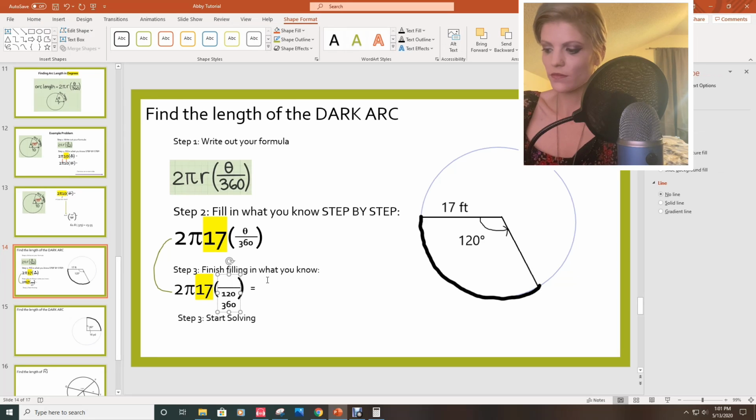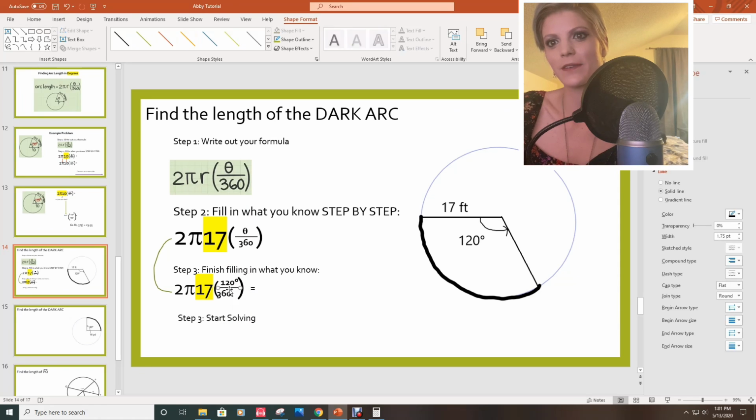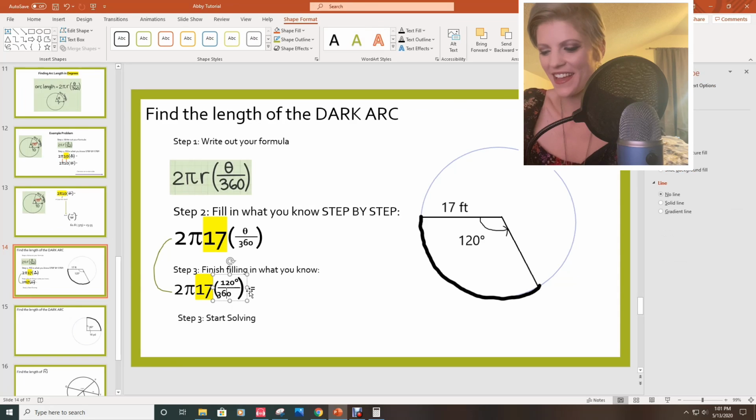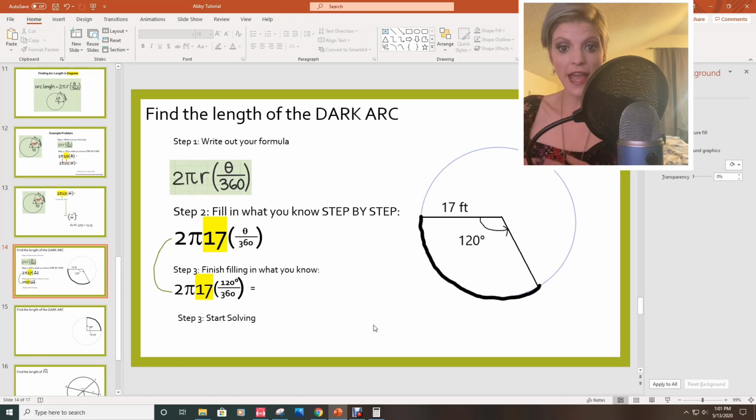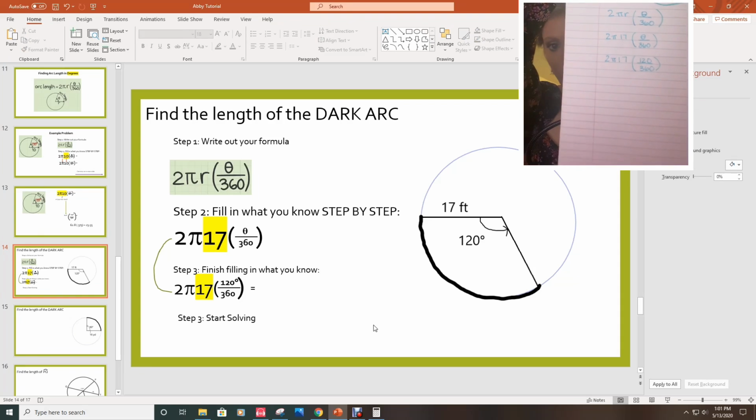120 degrees. Really? This just is something else, isn't it? All right, so 120 degrees over 360 degrees. Okay. So now, and that's also what I wrote on my paper.